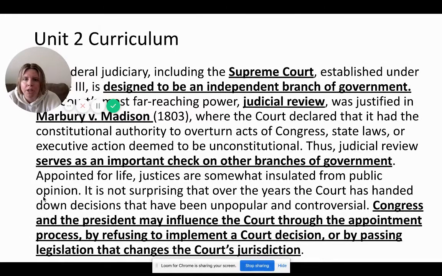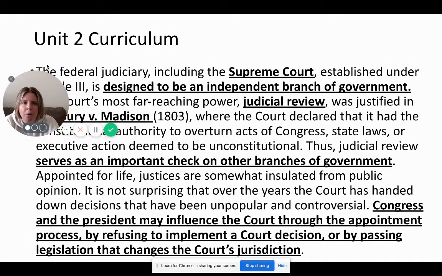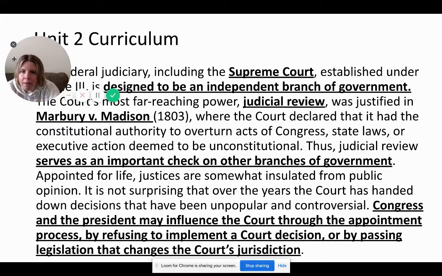The federal judiciary, including the Supreme Court, established under Article 3, is designed to be an independent branch of government. The court's far-reaching power, judicial review, was justified in Marbury v. Madison, where the court declared that it had the constitutional authority to overturn acts of Congress, state laws, or executive action deemed to be unconstitutional.